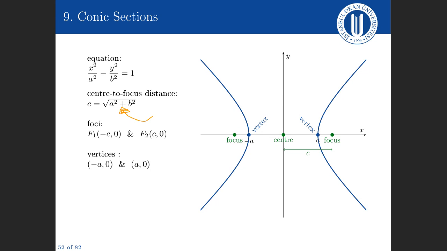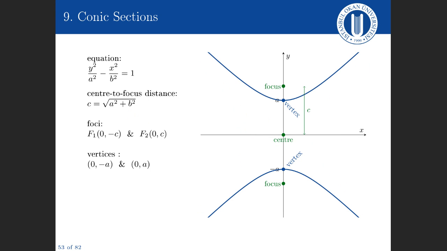We can rotate this by 90 degrees to get this equation. All I've done here is I've swapped the positions of x and y. So it's now y squared over a squared minus x squared over b squared is equal to 1. The center to focus distance stays the same. The foci are now on the y-axis, as are the vertices.